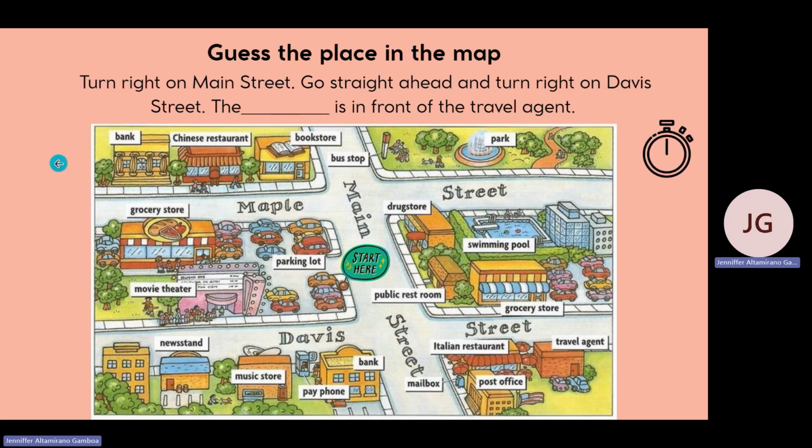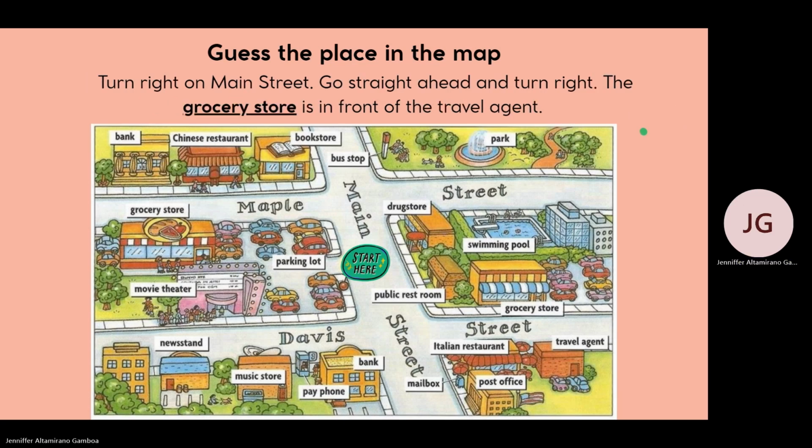So, let's start. Turn right on Main Street. Go straight ahead and turn right on Davis Street. That is in front of the travel agent. And the place is the grocery store.